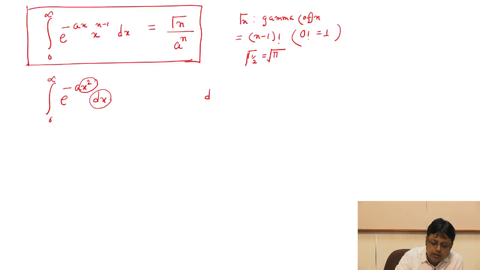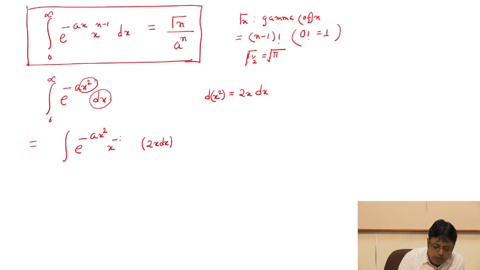We know that d of x square is nothing but 2x dx. So I have to multiply by 2x and also divide by 2x. Just follow carefully. I have e to the power minus ax square into 2x dx, that will give me the d of x square, and then I have to divide it by x, which I write as x to the power minus 1, and I also have a factor of half to account for this 2 here.